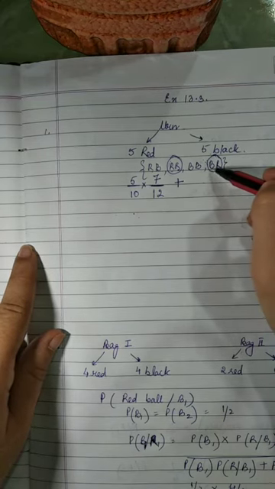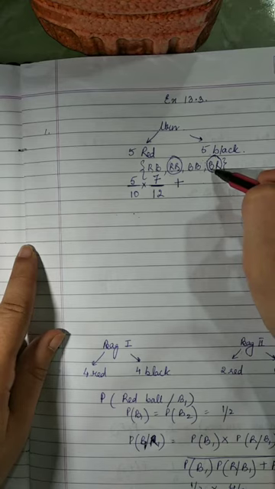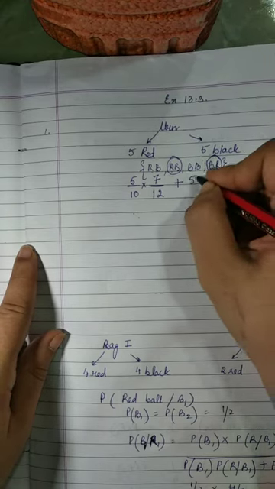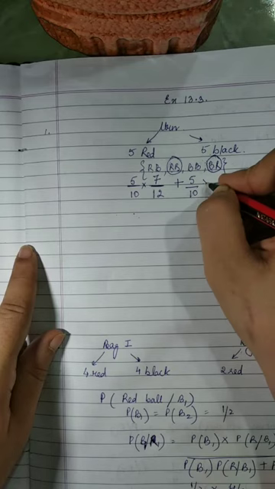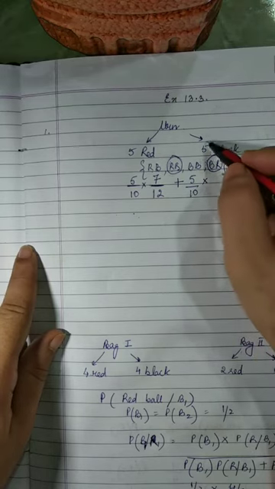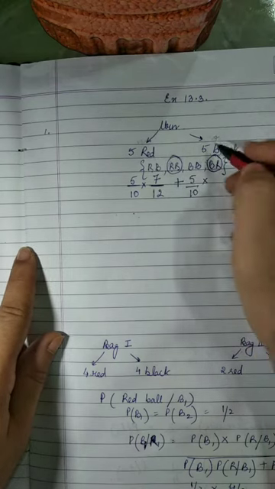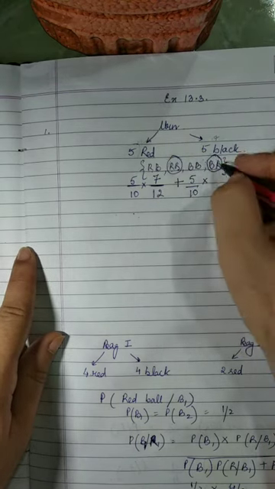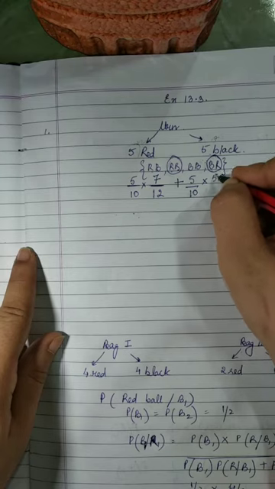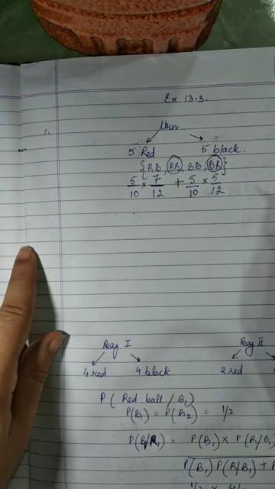In this case, the first ball that is drawn is black in color. So the probability of drawing a black ball is 5 by 10. Now again in the urn, black balls are increased, so 7 black balls and the total number of balls becomes 12. But this will not affect the red color balls. So red color balls are still 5, but the total number changes to 12.